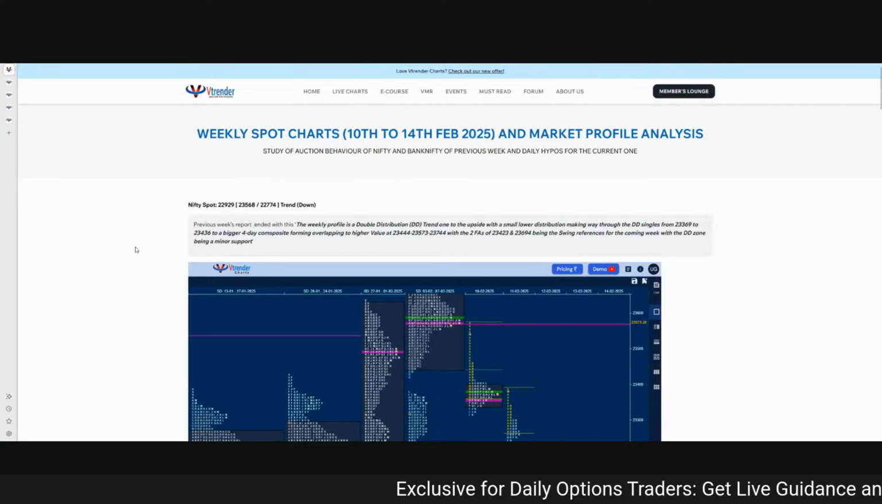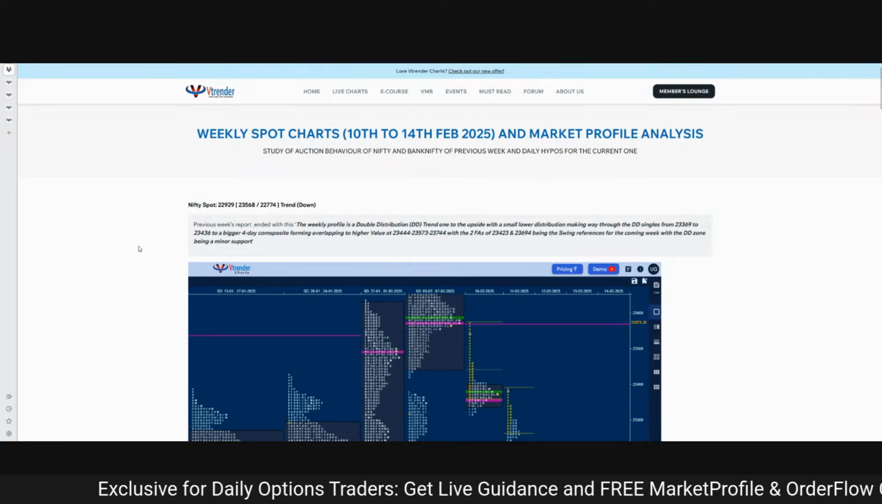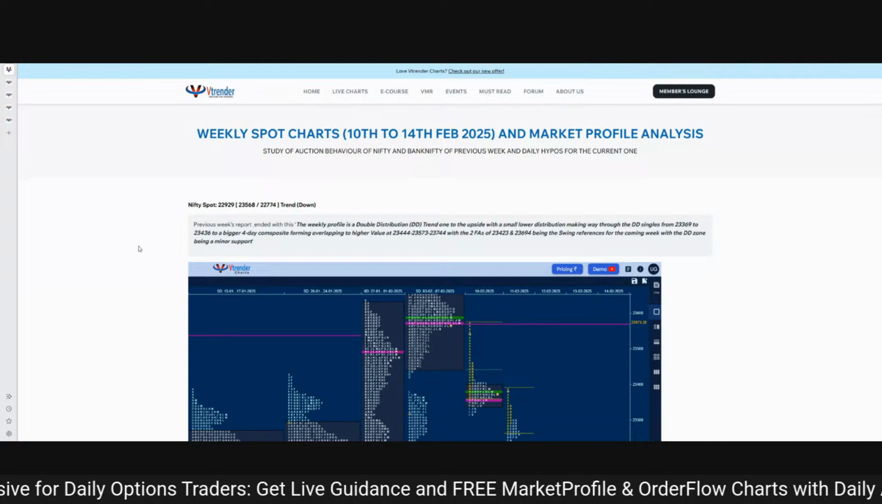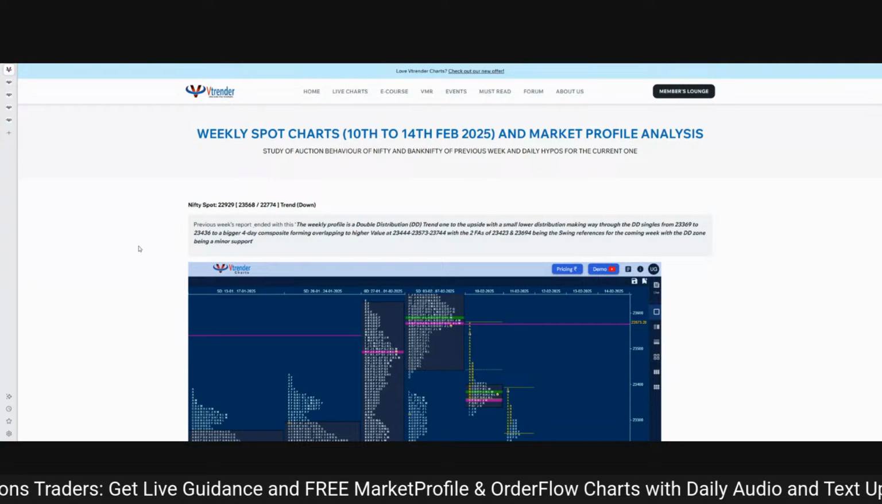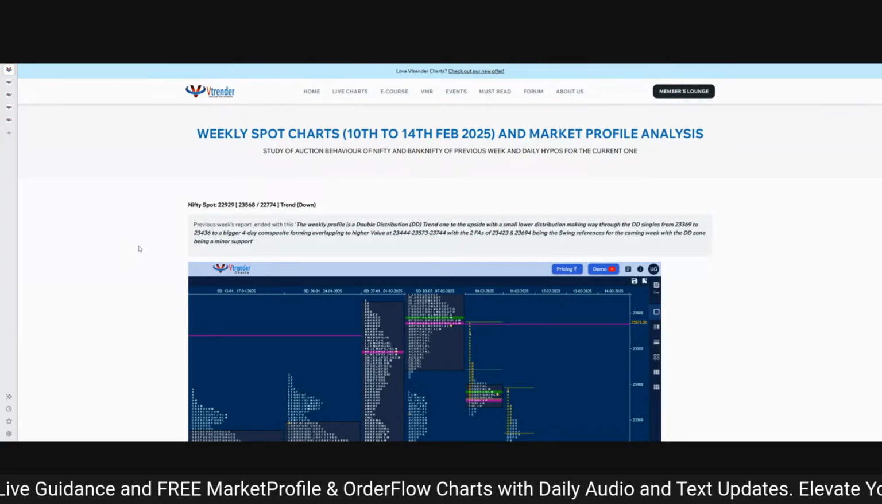So we have on screen the weekly report, which has a brief about what we did last week in spot. In market profile, we try to understand the structure and we go from top to bottom. We look at the monthly, then the weekly, and then the daily.